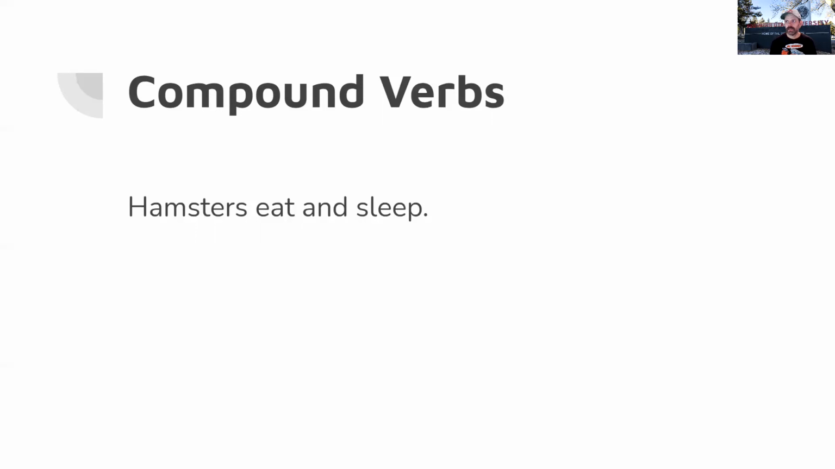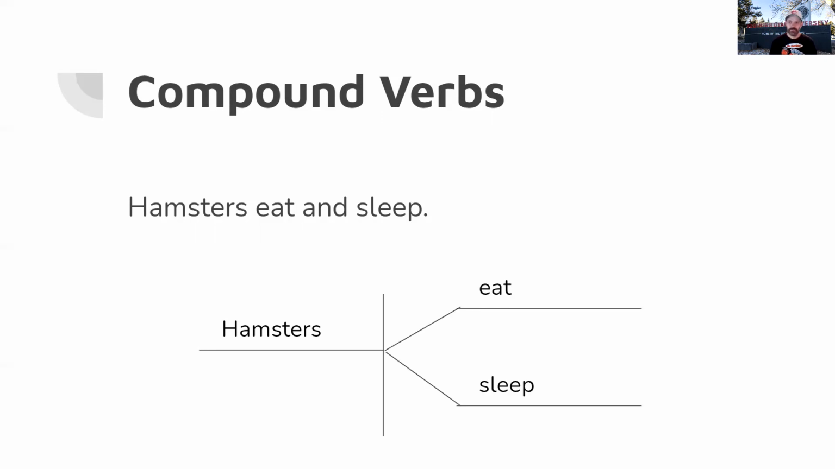Let's take a look at a sentence that has a coordinating conjunction combining two predicates. So hamsters eat and hamsters sleep. Hamsters eat and sleep. So we've got our hamsters, we've got our line there, getting ready for the predicate. And we'll just do the same thing. We'll branch our predicate line into our two verbs, and we can put in the coordinating conjunction.